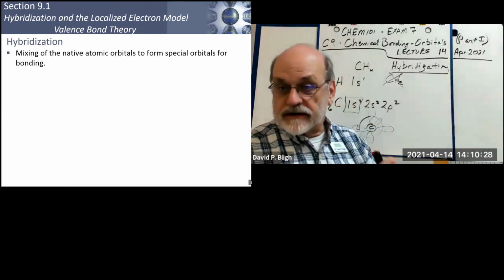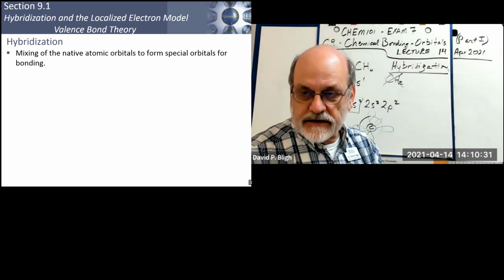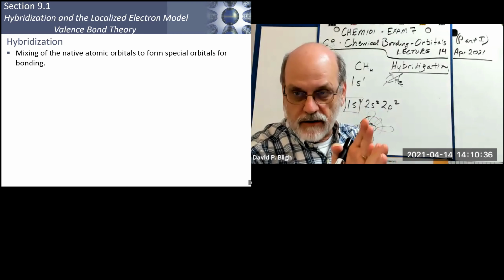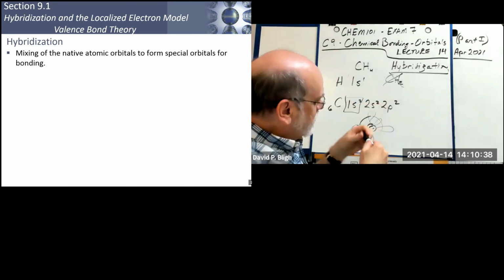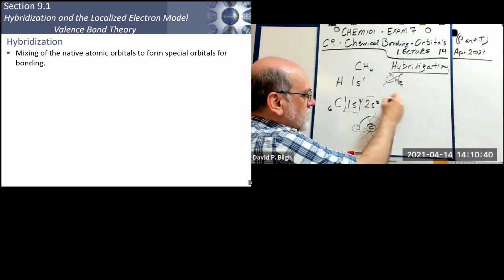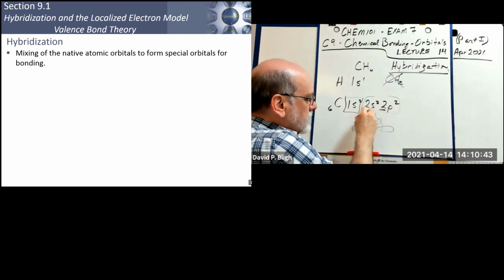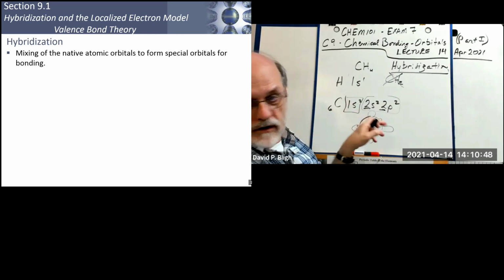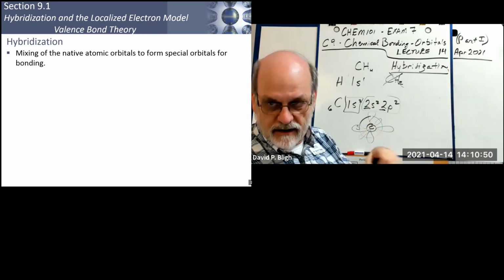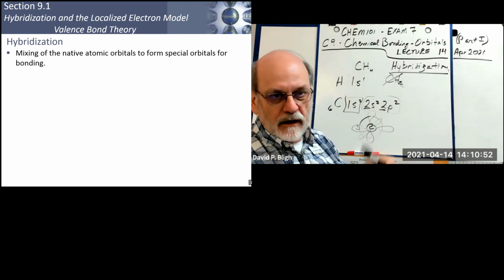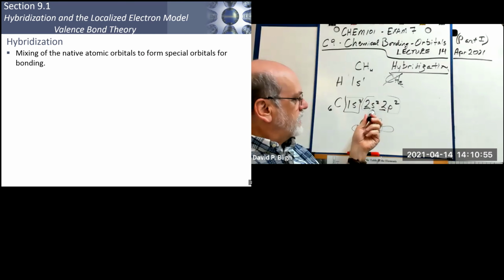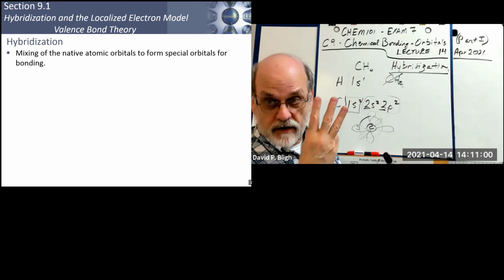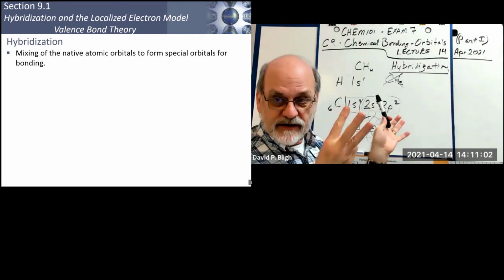Hybridization takes existing atomic orbitals that are in the same valence shell. In other words, these could be hybridized because they have the same principal quantum number, right? You don't hybridize these with that one. You only hybridize the ones with the same n equals number. So how many do you have here? Well, how many p's do you have? Right, you have 3 p's, correct? 3 p orbitals. You have 1 s.